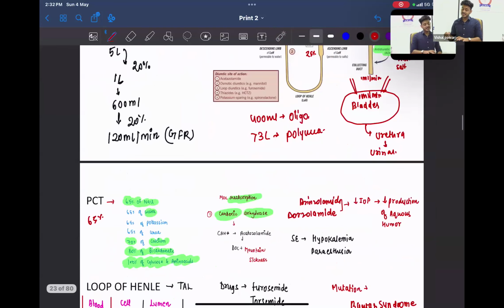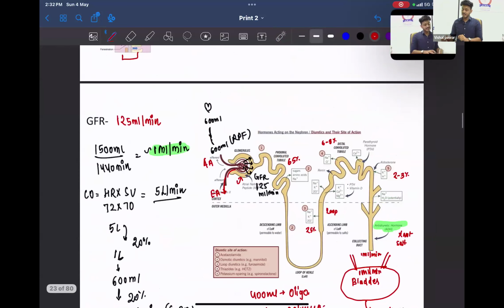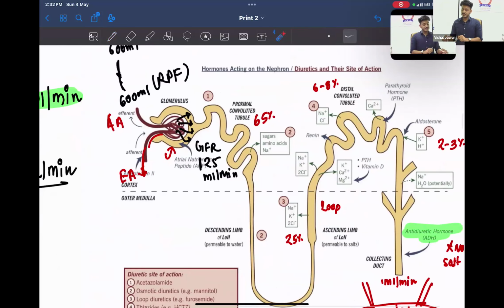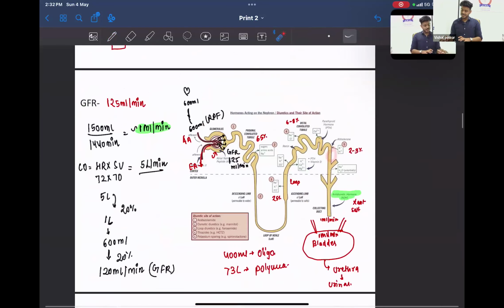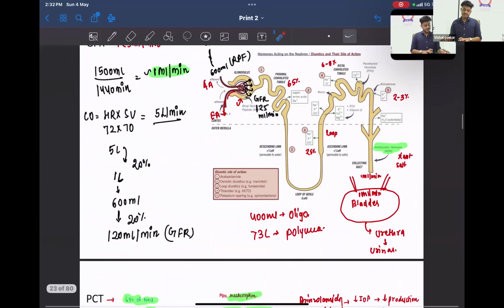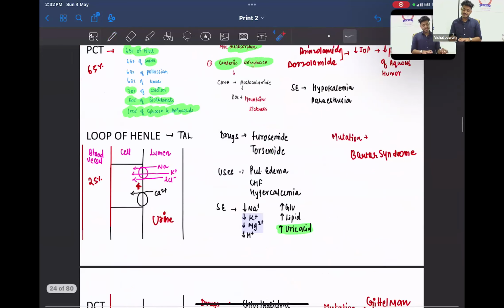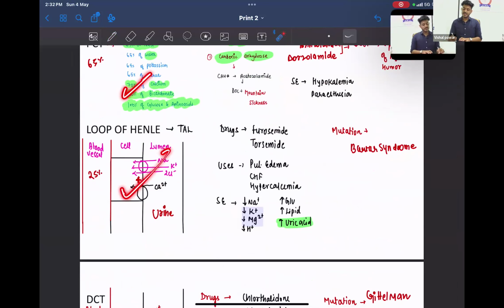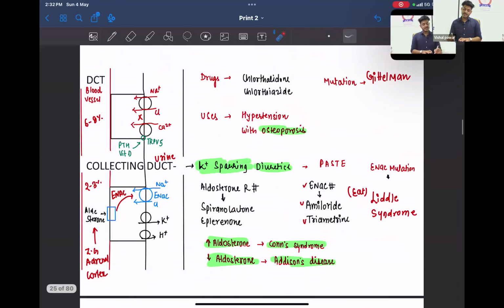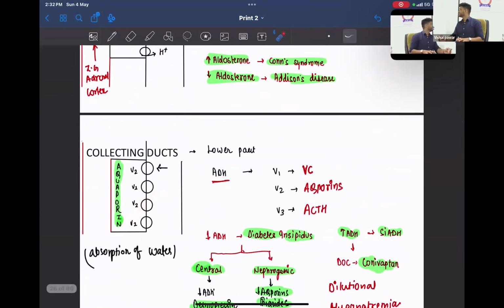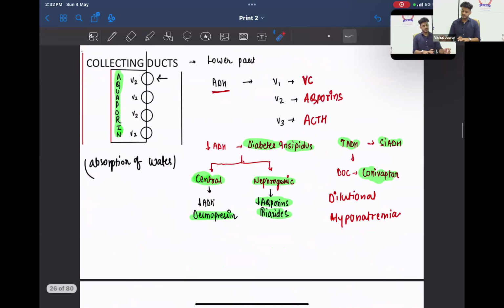Different drugs we have seen here, and different things we have seen. If there is mutation of this particular pump, this is known as Bartter syndrome. If DCT mutation is there, this is known as Gitelman syndrome. And if ENaC channel mutation is there, this is known as Liddle syndrome. Right? So these are the syndromes we have seen. Just think like that. This is a PCT, then loop of Henle, then DCT, and then collecting duct, and then lower part of the collecting duct. This is what we have seen now. Right?